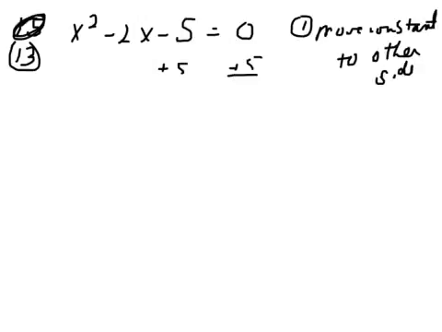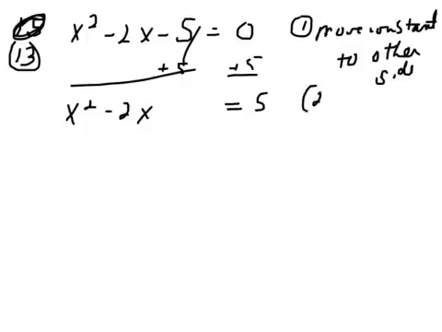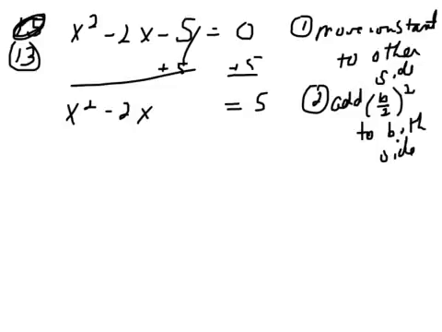That's step 1. So now I have x squared minus 2x equal 5. And I'm leaving a space there because what I'm going to do is add b over 2 squared to both sides. Now, why am I saying b? Where's this b coming from?